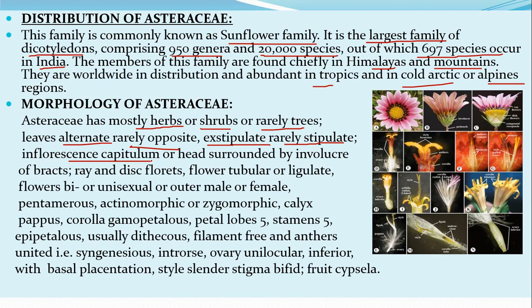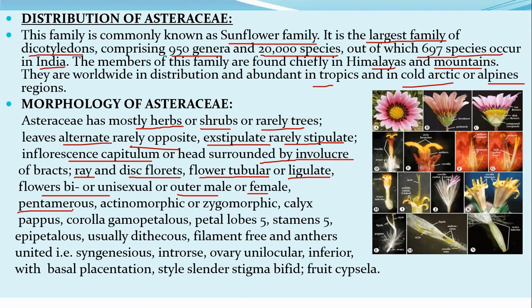Head or capitulum type of inflorescence surrounded by a whorl of bracts called the involucre. That involucre contains ray florets and disc florets. Disc florets are tubular. Ray florets are ligulate. Flowers are bisexual or unisexual. Disc florets are bisexual. Ray florets are unisexual, the outer male or female.